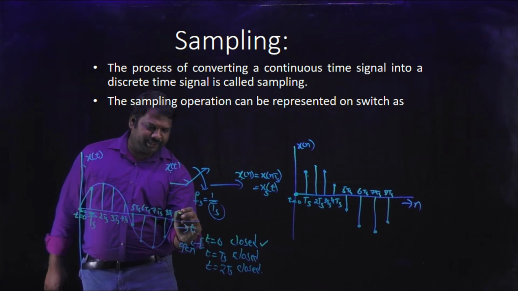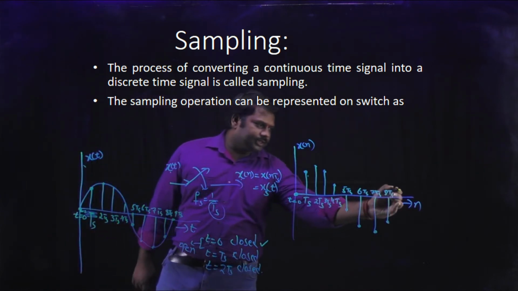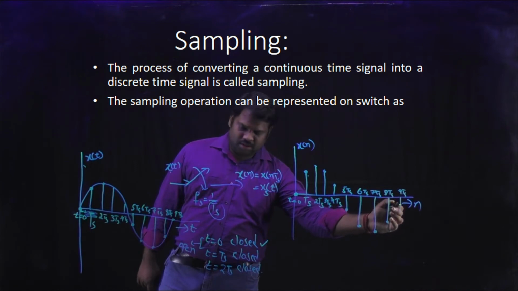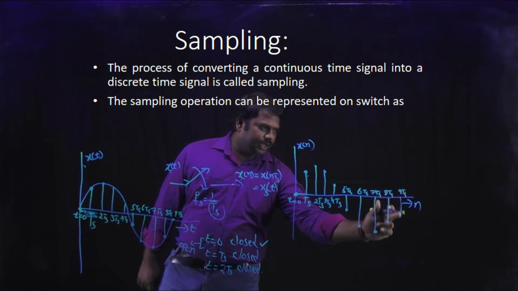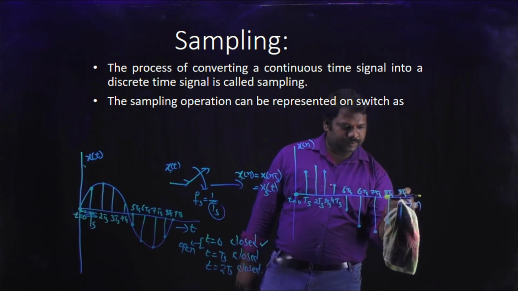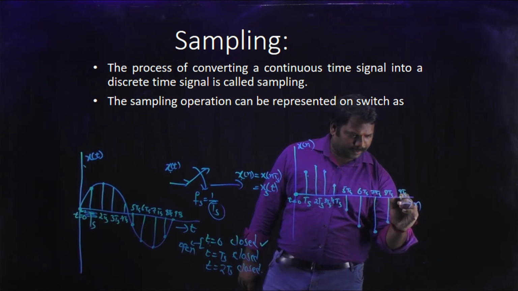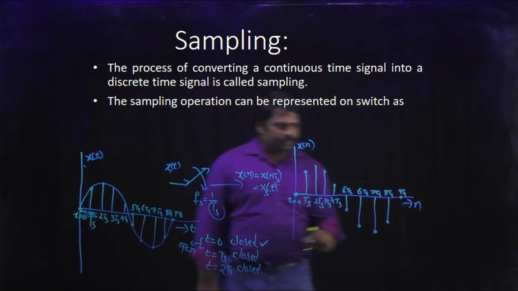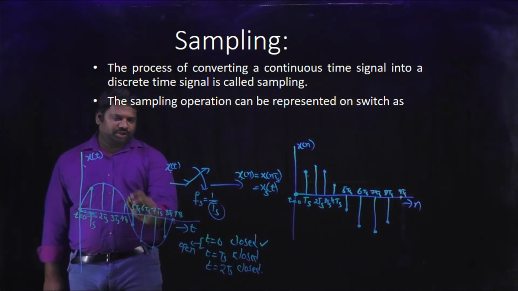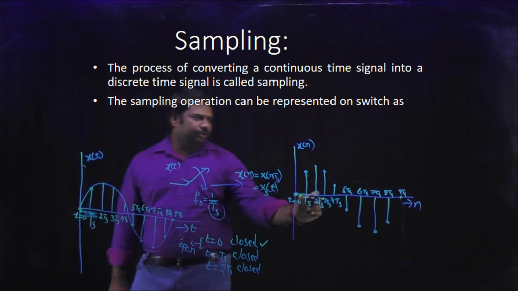Next, at 9 TS, we'll have another sample. At 9 TS, the value will be 0. This is a continuous time signal which will be converted into the discrete.